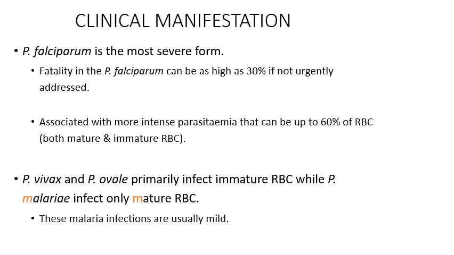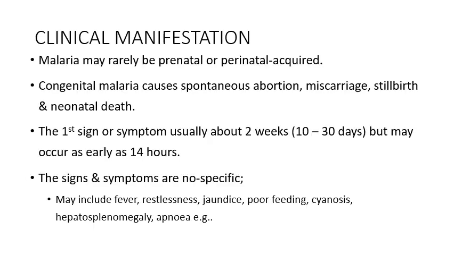P. vivax and P. ovale usually infect immature red blood cells. P. malariae infects only mature red blood cells. Remember, vivax and ovale can present with hypnozoites, which will be dormant in the liver. So these malaria infections are usually mild.